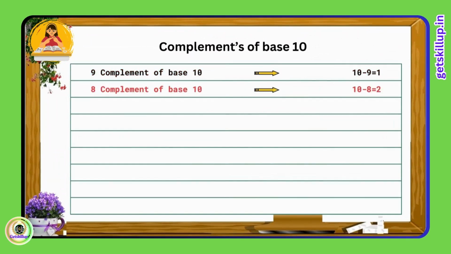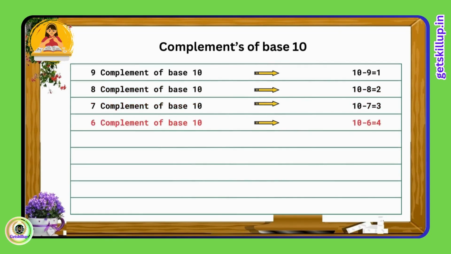The complement of 8 is 10 minus 8 equals 2. The complement of 7 is 10 minus 7 equals 3. The complement of 6 is 10 minus 6 equals 4. The complement of 5 is 10 minus 5 equals 5.